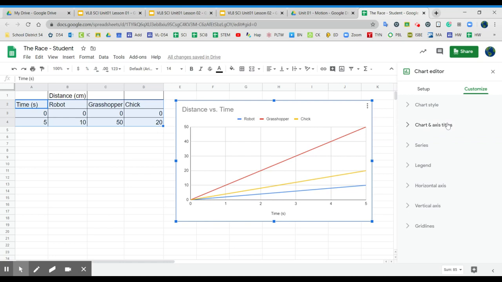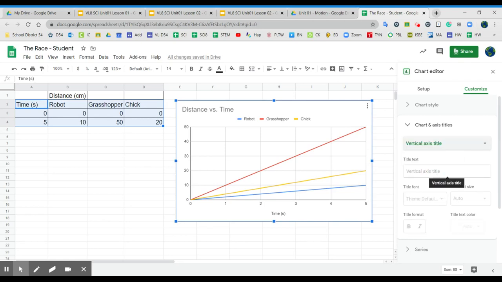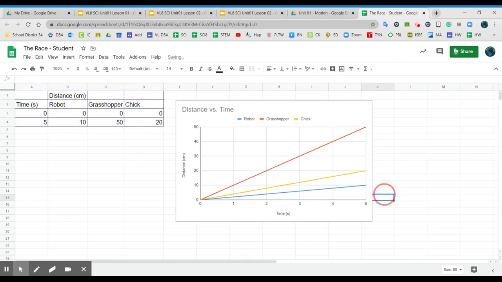And then we are also going to change the y-axis. So again, Chart, Axis, and Titles. And then we're going to Vertical axis title. And there we're going to write distance, and then between parentheses the unit, which is in centimeters. Oh, I said meters, that's wrong. That's all we want to do, centimeters. So that's your graph. Copy and paste this graph into your slides.